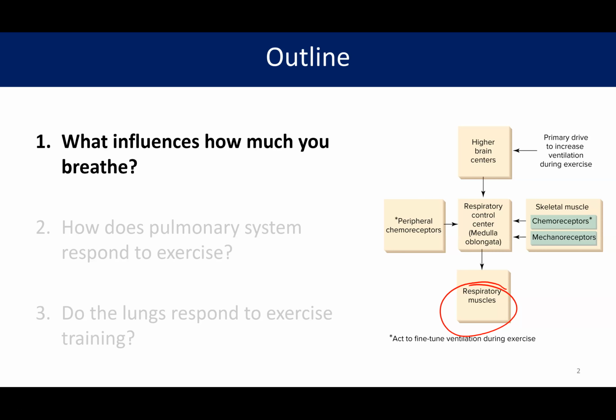It's the action potentials going out to your diaphragm and other respiratory muscles that are generated in the respiratory control center, a part of your brain near the medulla oblongata, that integrates information from the rest of the body to determine how much you breathe. So we'll talk about where that information is coming from and what matters most in determining how much you breathe.